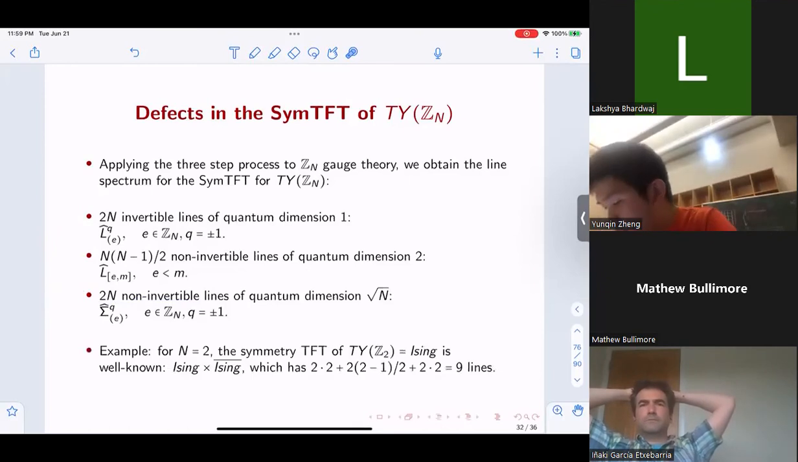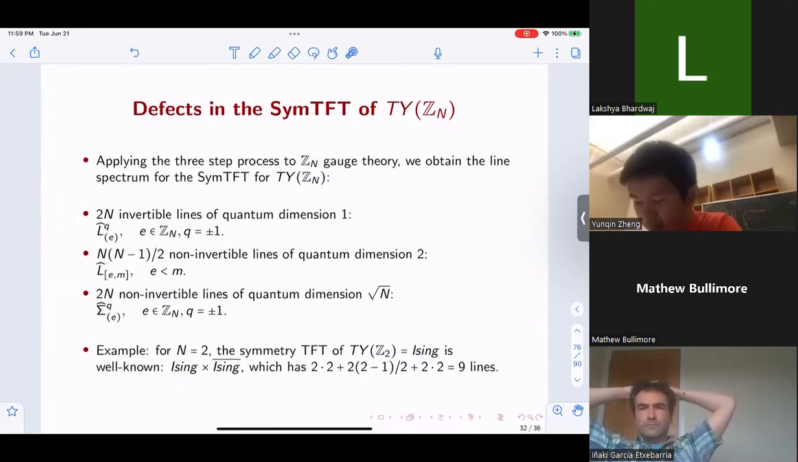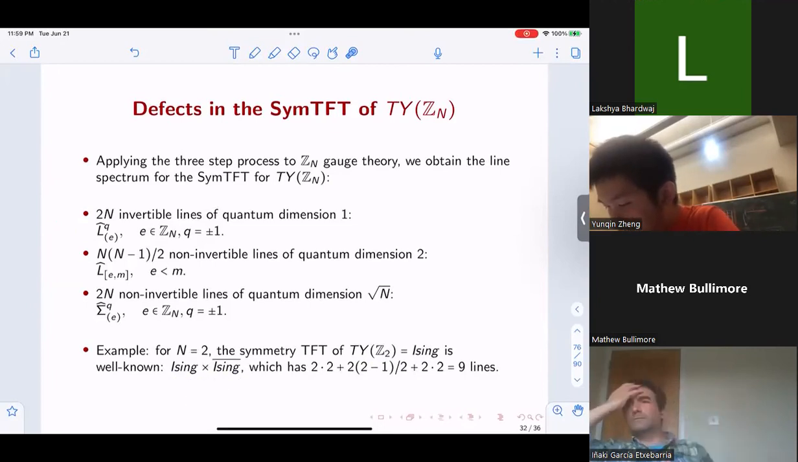For example, in the case when n equals 2, it's well known that the symmetry TFT of the Tambara-Yamagami of Z2, which is the Ising, is Ising times Ising bar. And because Ising has 3 lines, in total we have 3 times 3, which is 9 lines. And indeed, by summing over these numbers, we indeed get 9 lines.